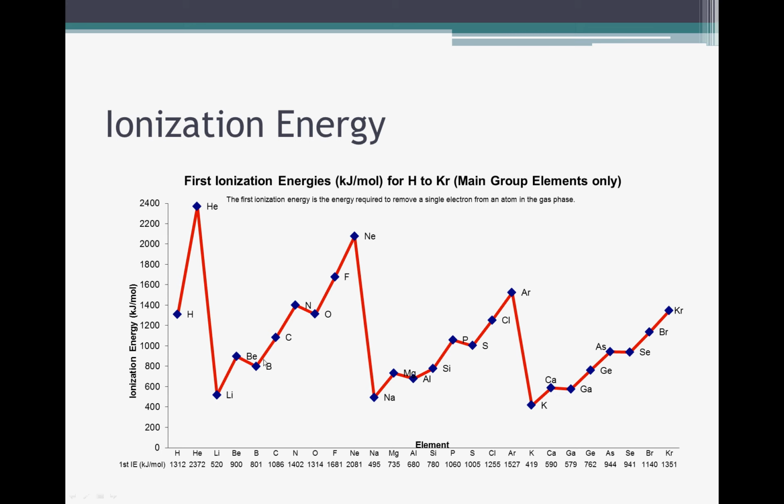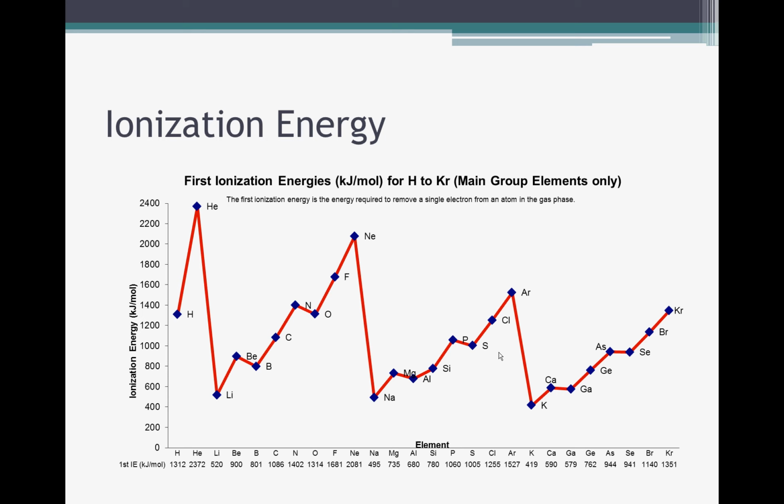But you'll note jaggedness in the lines here. So beryllium to boron, nitrogen to oxygen, magnesium to aluminum, phosphorus to sulfur, for instance. What's going on here? Beryllium has a full S subshell. Nitrogen has a half-filled P subshell. These stable configurations reduce energy, make it more difficult to pull off that electron.